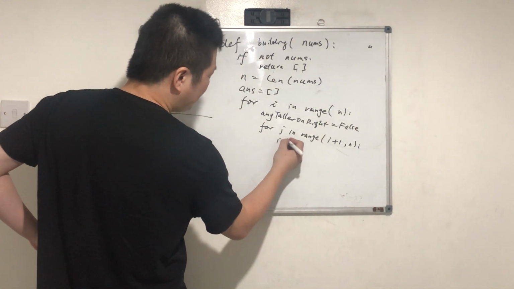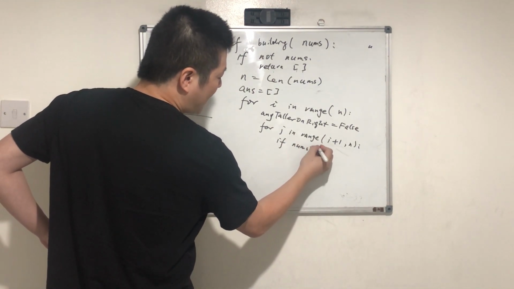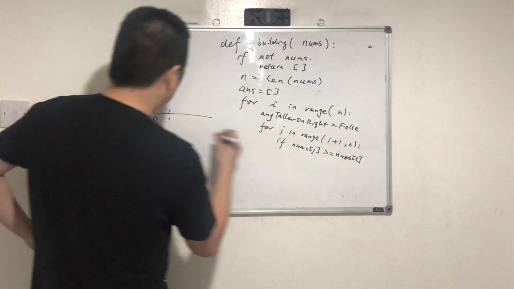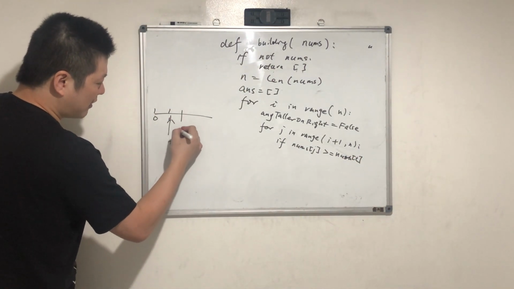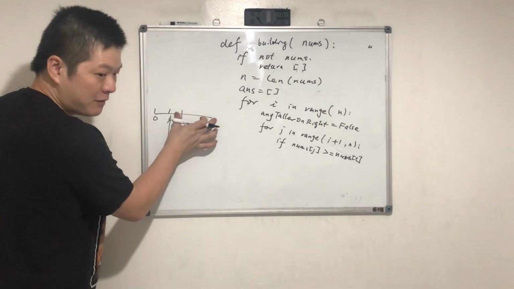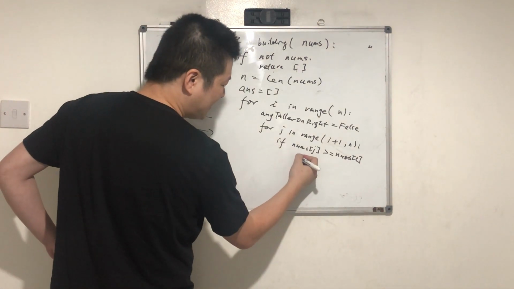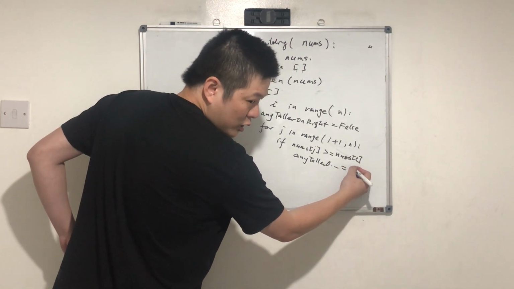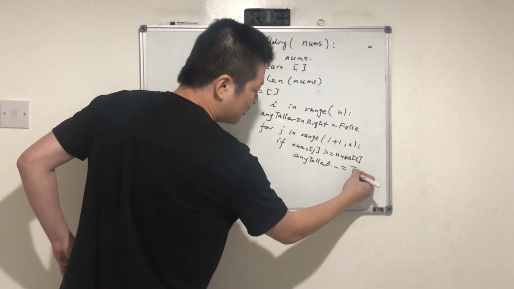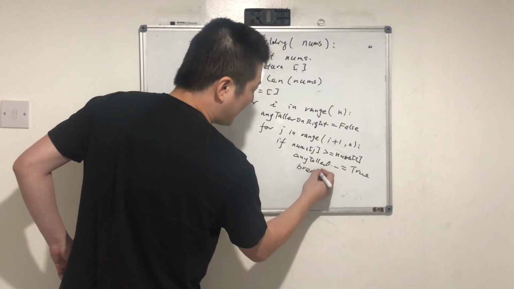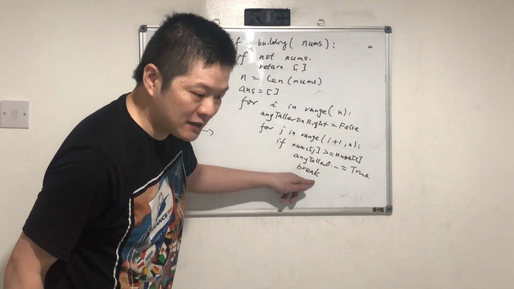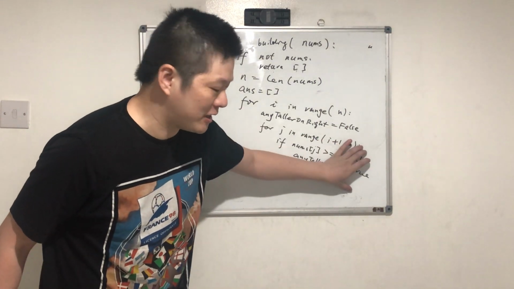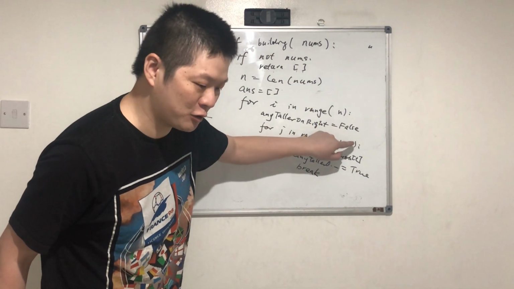If nums[j] is bigger or equal to nums[i], what does it mean? I'm at i, and I start from the right, which is j to the end. If I check that range and that building is taller or equal, then any_taller_on_right equals true, and then I break. Break is the keyword that means I want to stop the iteration. After I stop the iteration, any_taller_on_right will be true.